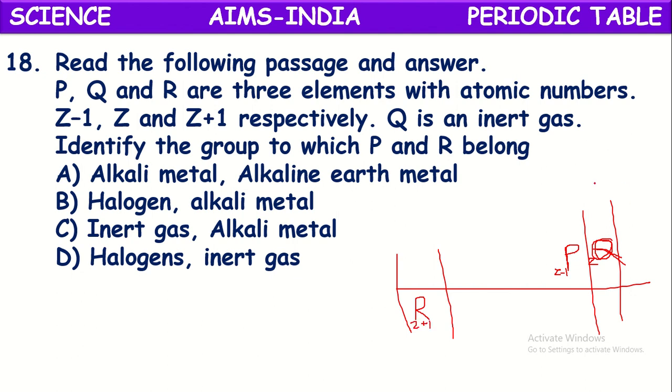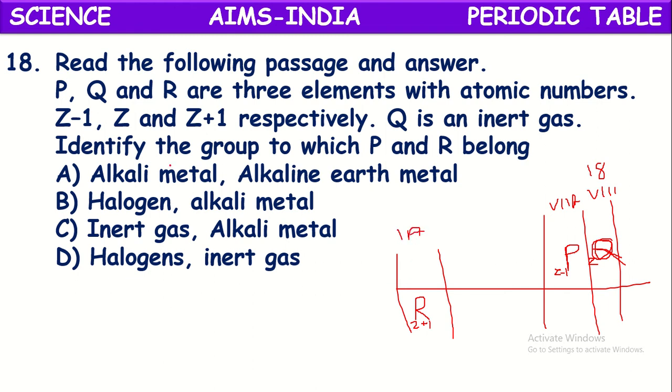Q is a noble gas, which is in the 8th A group or the 18th column, we can say. And this P is just in front of that, before Q. So we can say this is 7th A group. 7th A group elements are called halogens. So P is a halogen and R is just after Q, so it will be in the next period, alkali metals group. R is a 1A group element, or alkali metal.